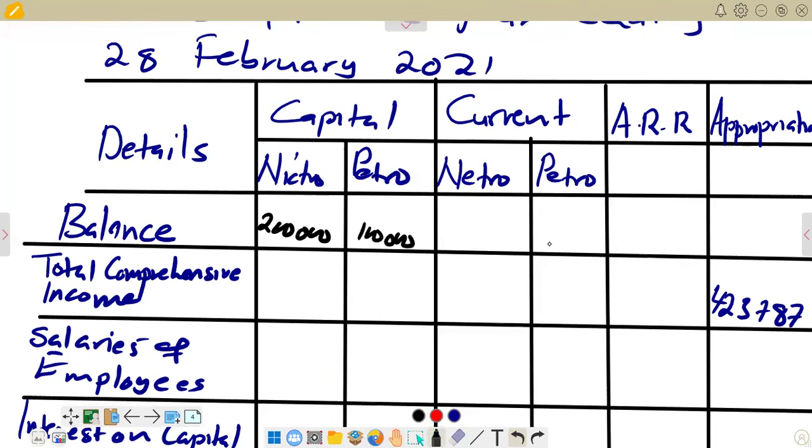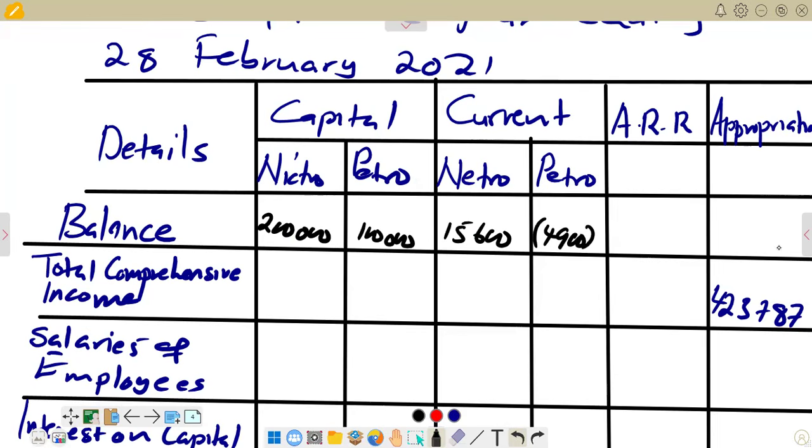Then we move on to the current account. Remember, for Nitro, it was 15,600. So we're going to say 15,600. Then for petrol, it was a debit balance. It was supposed to show it as a negative. So it's 4,900, which is a negative. So we can just show in brackets to show that this is a negative.